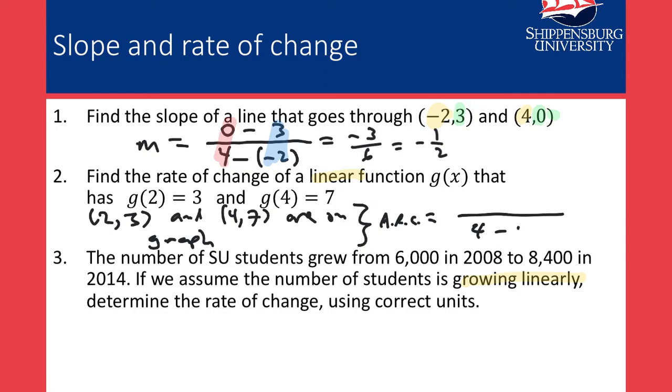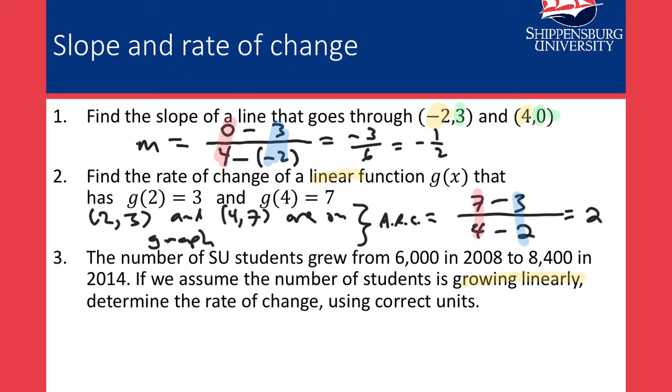The change in x's is 4 minus 2. The corresponding change in y's is 7 minus 3. And again, notice that I'm keeping the points together. The 4 and the 7 went together as a point. The 3 and 2 went together as a point, so I am keeping them in the correct order. And so that's 4 over 2, which is 2.